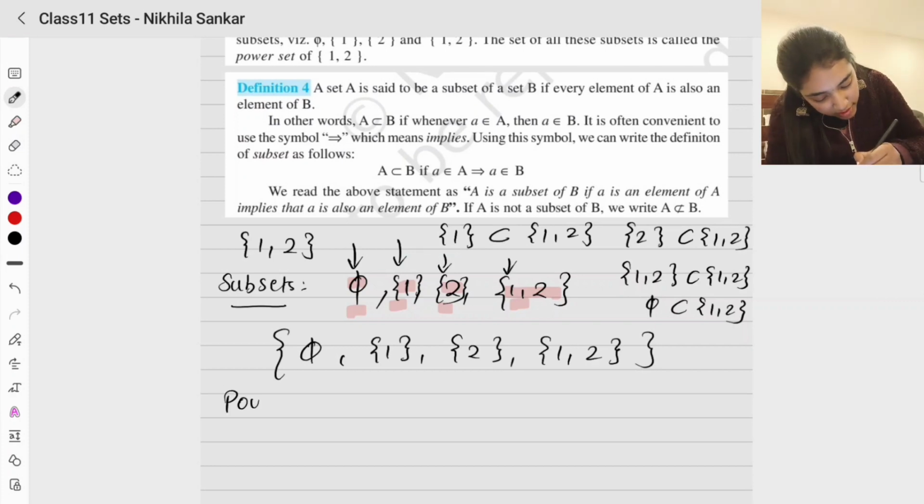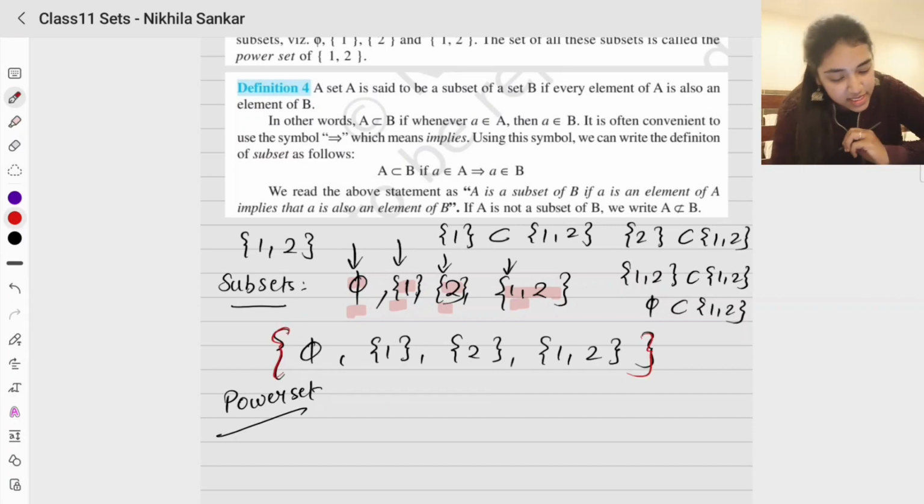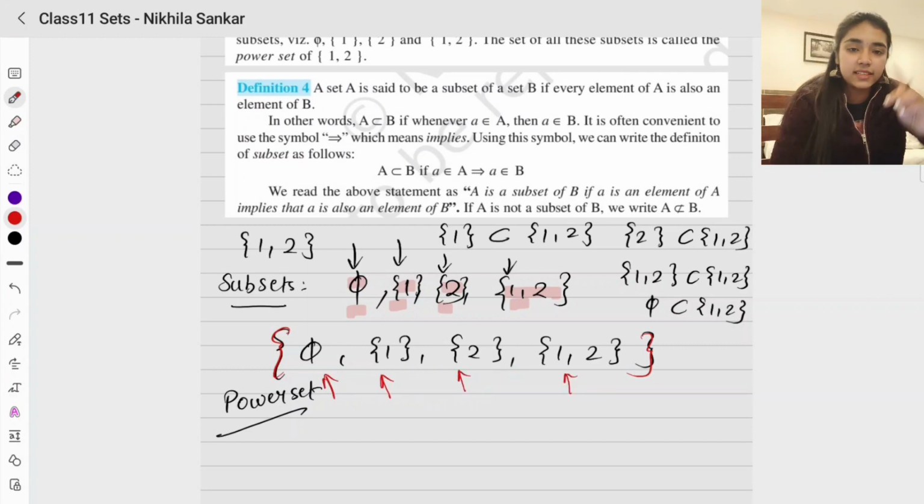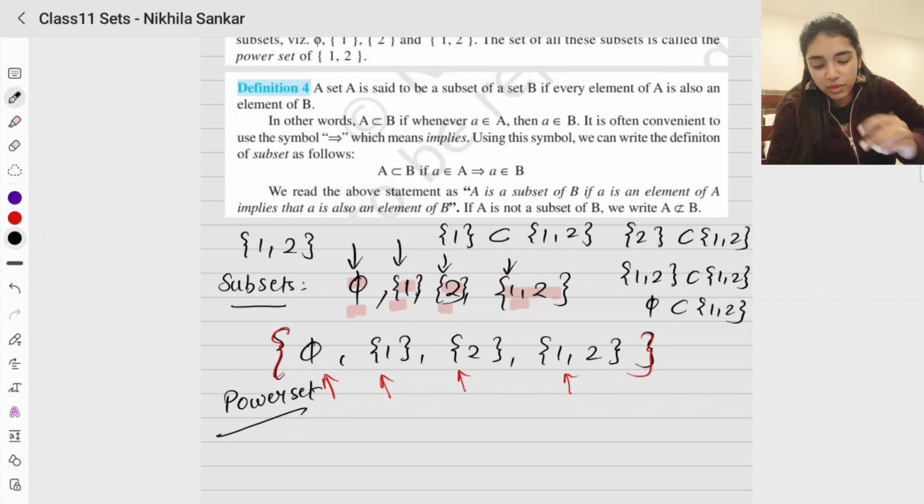So this is called the power set. Power set is going to be the set of all, set of all, like this, curly braces. Set of all subsets. All the subsets inside the curly brackets. Okay, so this is going to be my power set.